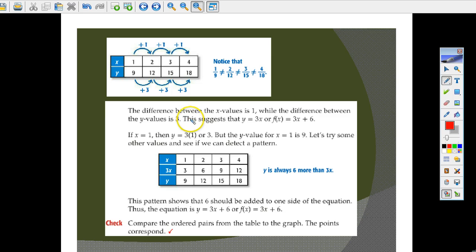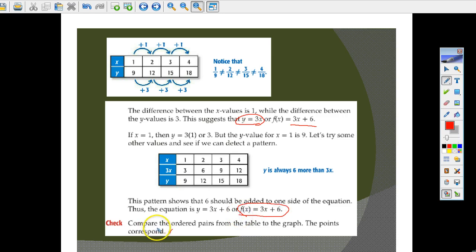The difference between the x values is 1, while the difference between the y values is 3. So this suggests y equals 3x, or the function f of x is 3x plus 6. If x is 1, then 3 times 1 is 3, but the y value for x equals 1 is 9. Let's try some other values and see if we can detect a pattern. When x is 1, 3x is 3, so you're multiplying the x by 3. And the y is actually 6 more each time, so you have your 3x, but you're also going to add 6 to it.